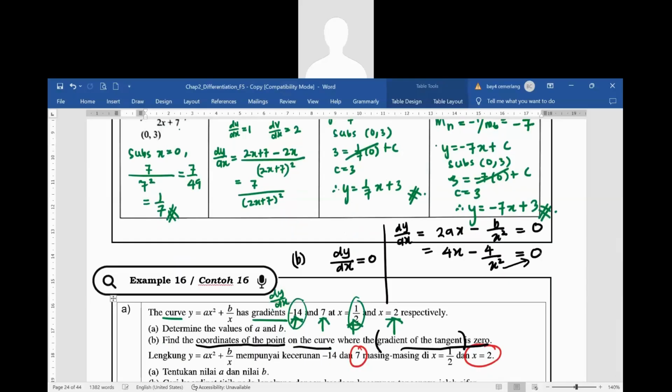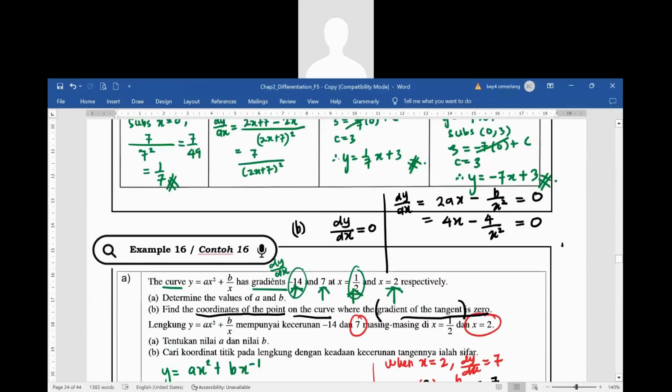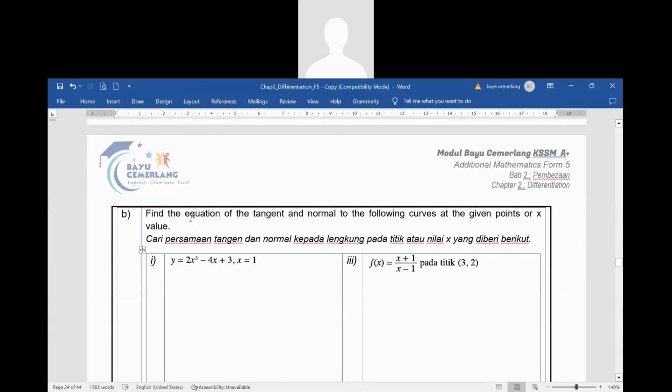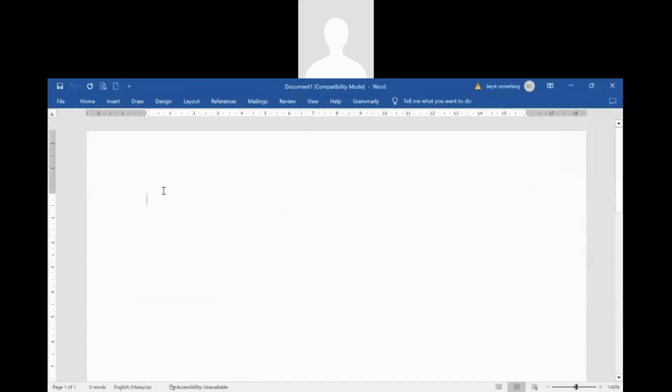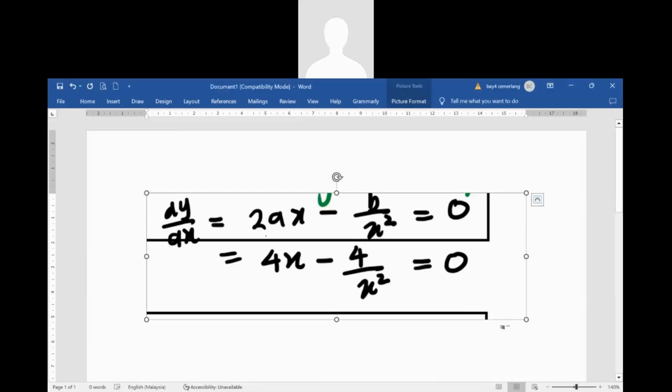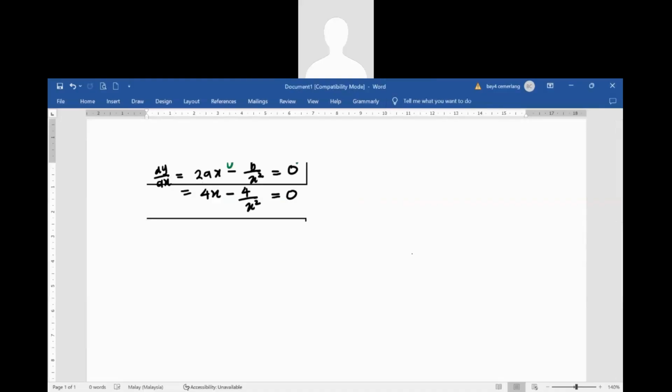Okay, you tak boleh bawa x square terus pergi sana sebab di sini it's not a single fraction. So kita kena darab the whole equation. Okay, this one I do separately at here lah. Y'all can see the blank document here. Can see or not? Yes, sir.